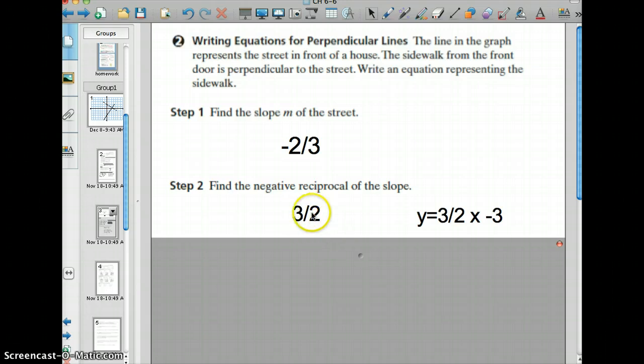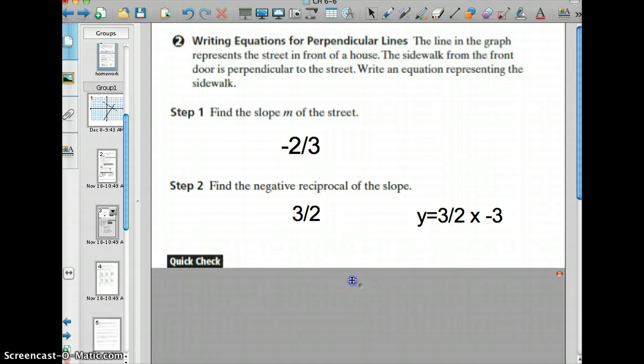Okay? Since we have the slope now that is 3/2, and we can look at the equation or the graph on the line, we can see that it goes through the y-intercept of -3. Okay? And then we have our equation in slope-intercept form of y equals 3/2 x minus 3. Okay, that's it for the lesson.